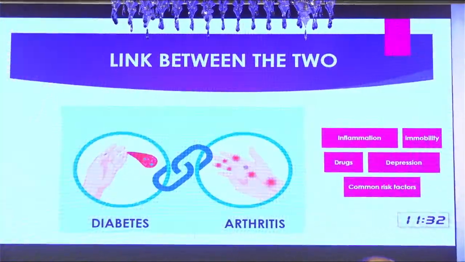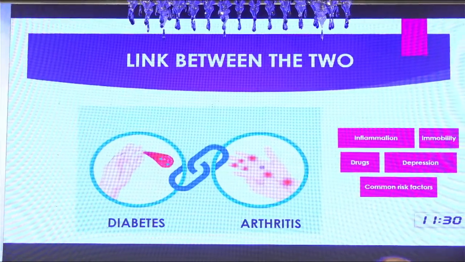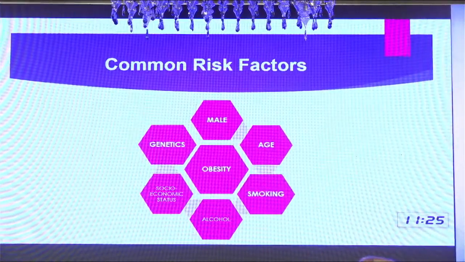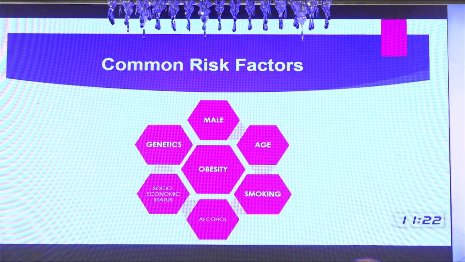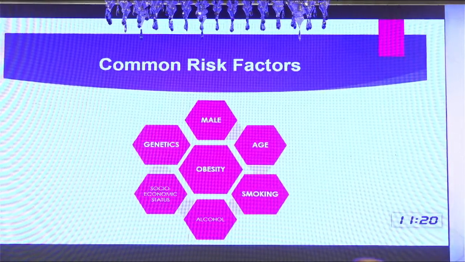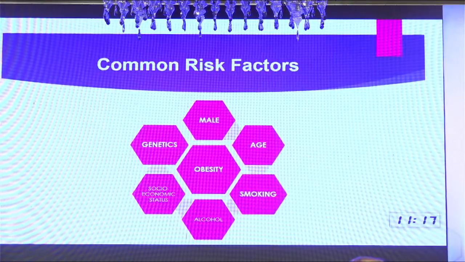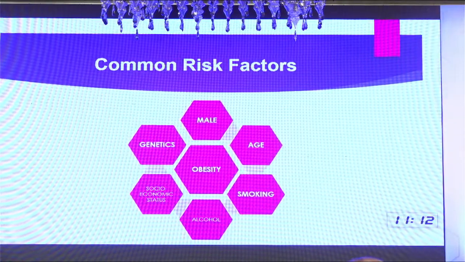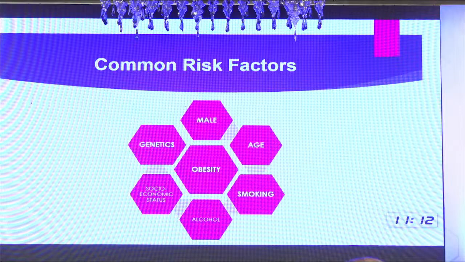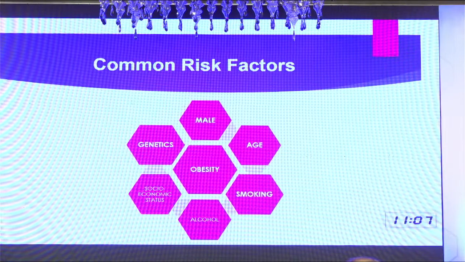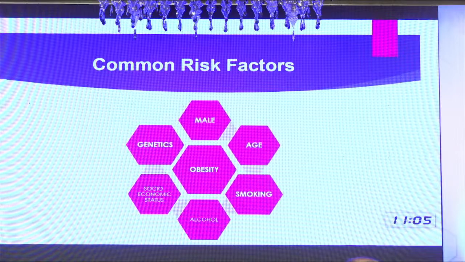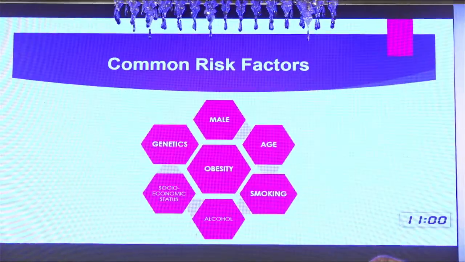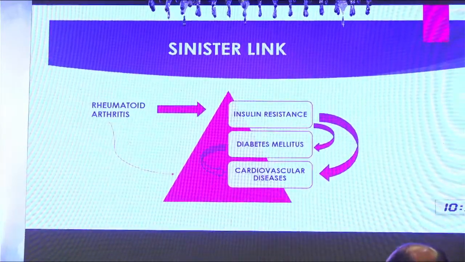And then there are some common risk factors for both diabetes and rheumatoid arthritis. These common risk factors are male patients, especially when you have diabetes and rheumatoid arthritis at an advanced age. Then you have obesity, smoking, some genetic and environmental factors, and low socioeconomic status, again, is a risk factor for both rheumatoid arthritis as well as diabetes. So keeping all these factors in mind, there has to be a link which connects both the diseases, and this link is basically the sinister link.